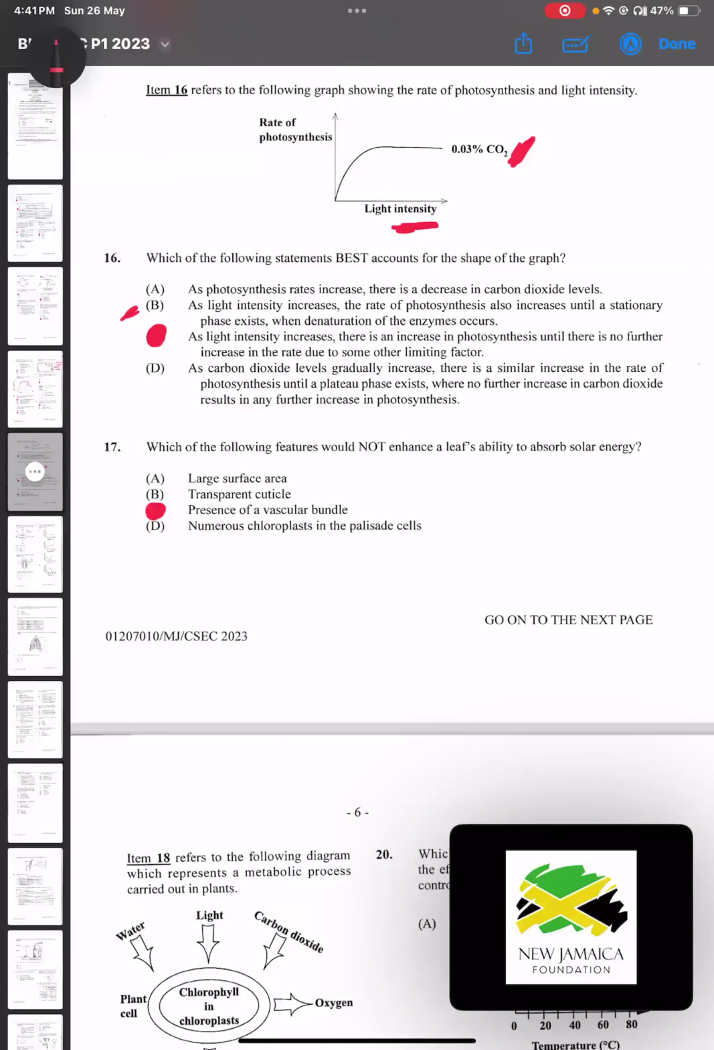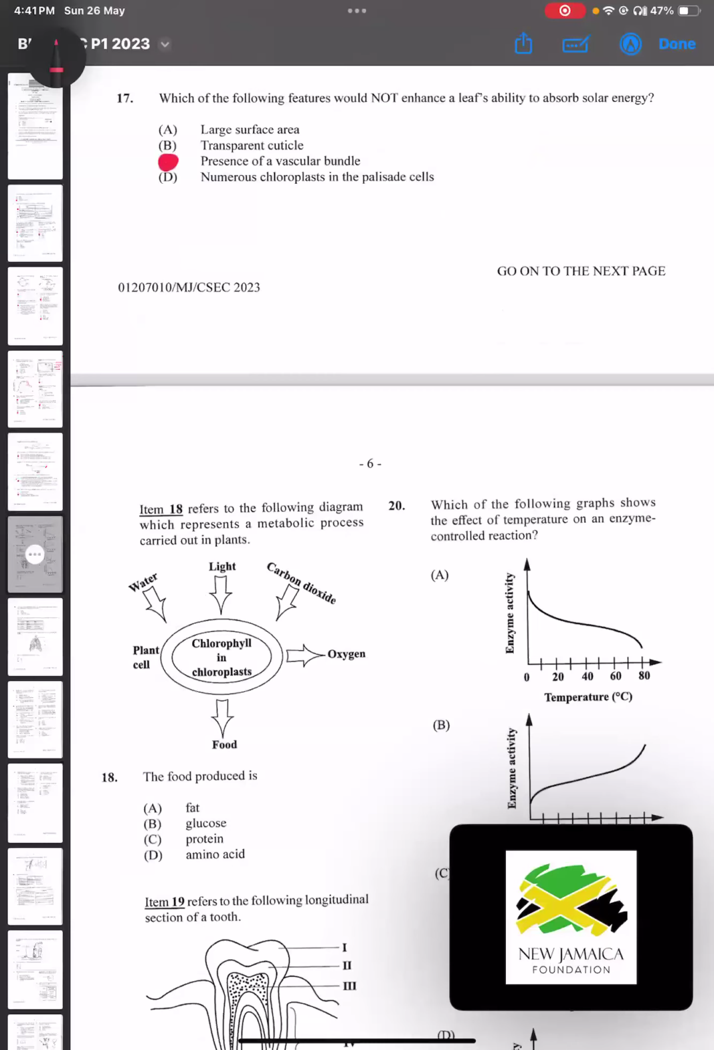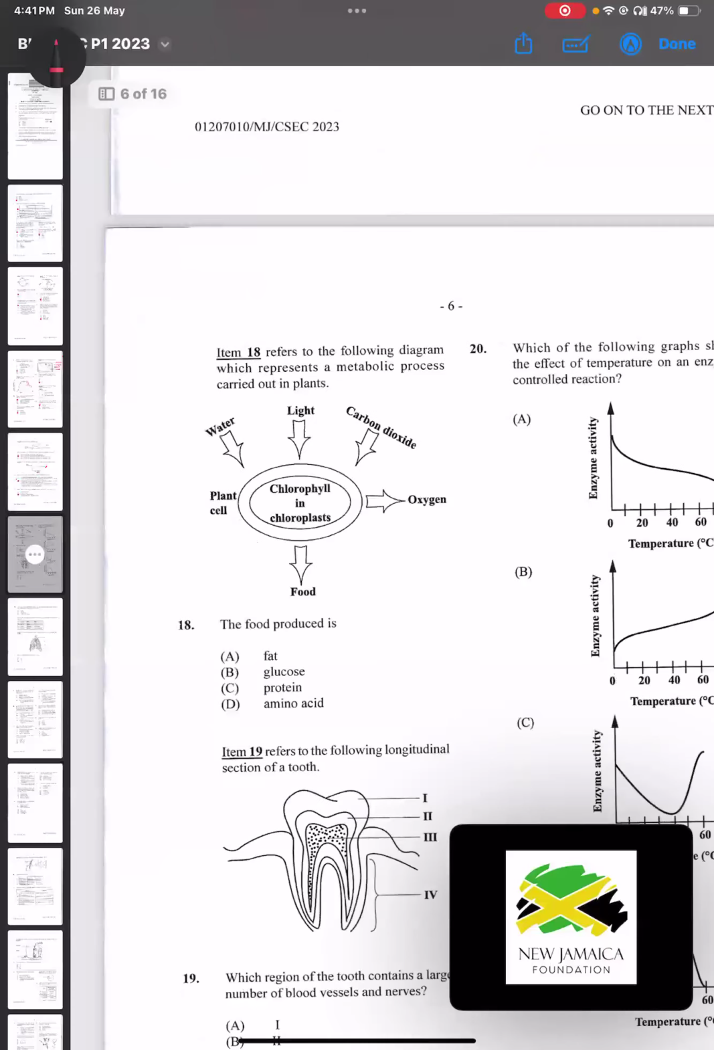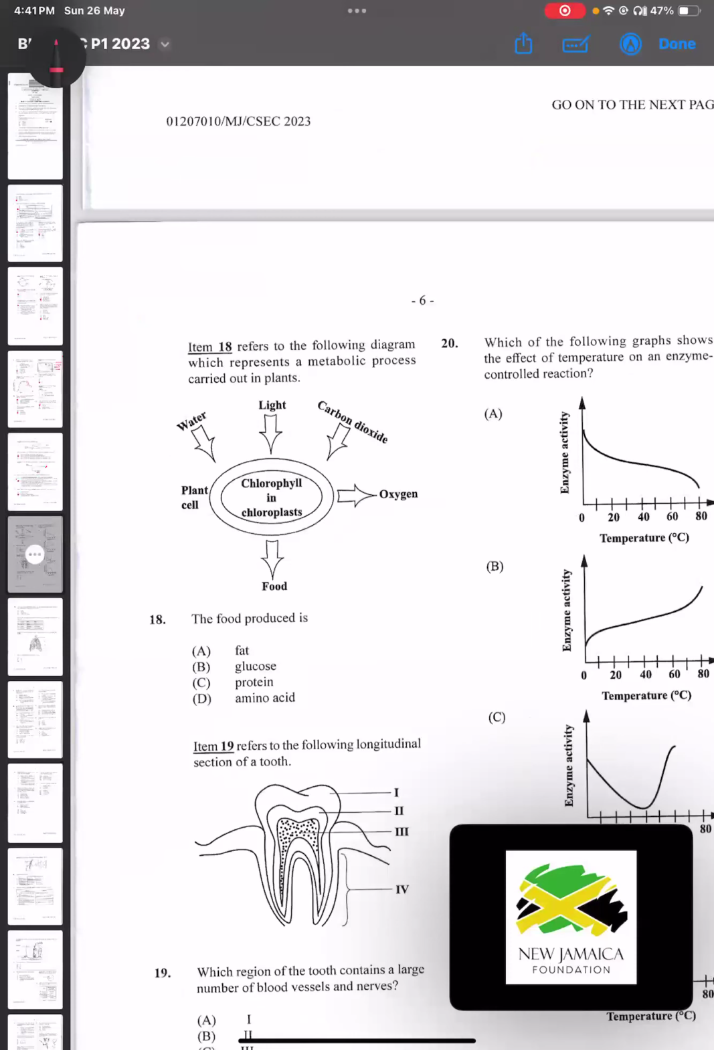And then we move on to 18, where it asks you what is produced in this process. So you know, you say water, light, and carbon dioxide. It can only be photosynthesis. So what is produced in photosynthesis? D, so glucose. Because you just have to use your clues. You know that once light is involved, with water and carbon dioxide, it is obviously photosynthesis. You see them talk about chlorophyll in chloroplast. So that's the only thing you can be talking about. And it tells you that it is a plant cell.